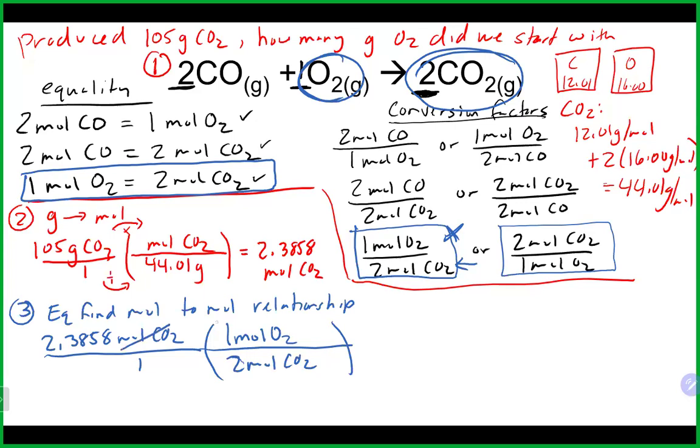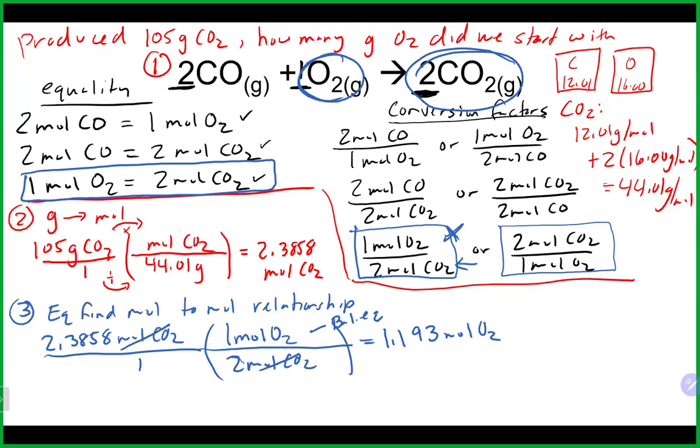And again, at this point, the moles of CO2 are going to cancel. We're essentially just dividing by 2 at this point. And we will end up with 1.19, we'll call it 1.193 moles of O2. That is our third step. And that is really the big stoichiometry move right there. Just use the mole-to-mole relationship. Any questions on that? And again, this comes from the balanced equation, right?